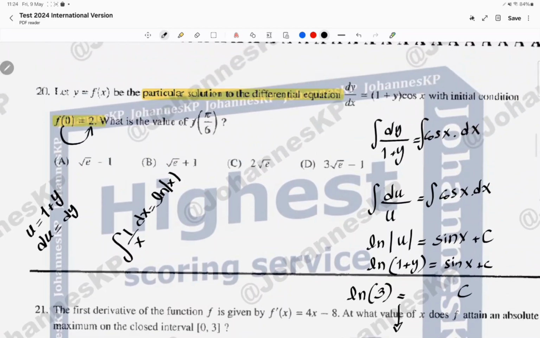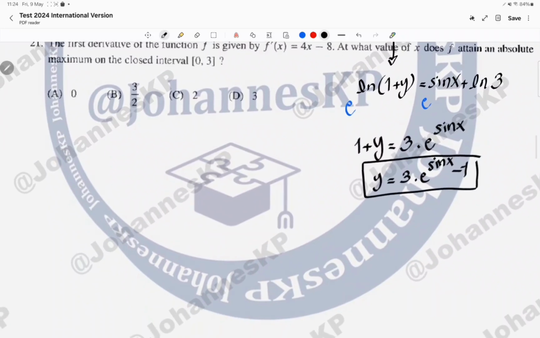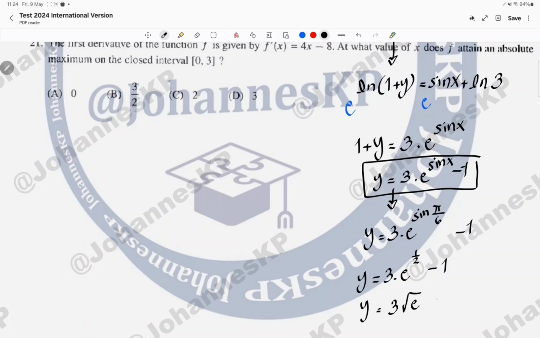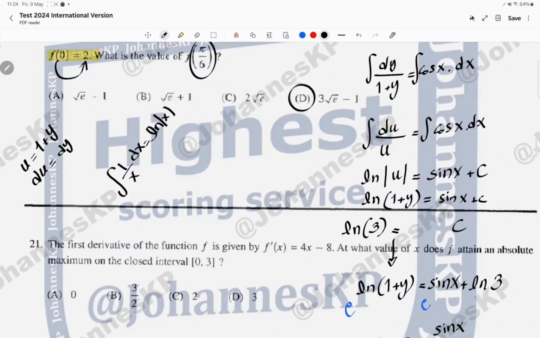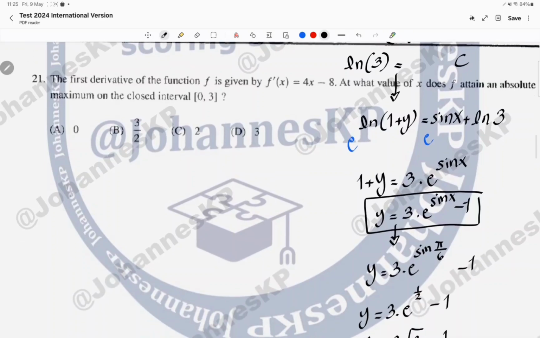Now, they're saying apply pi over 6, right? Yes. So instead of the x, put pi over 6. Do you know what sine of pi over 6 is? Yes. How much is it? It's sine 30. It's actually half. And that means we have to do e to the power of one half, times 3, minus 1. So d. Good. That was a bit complicated.